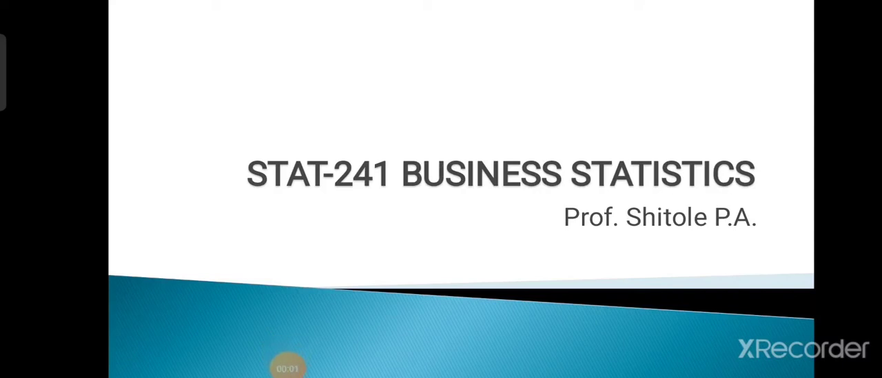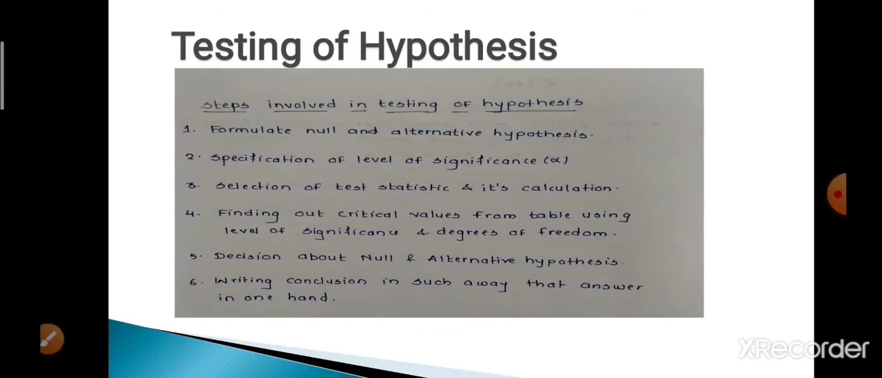Everyone, today we are going to learn the first test in testing of hypothesis, named Z-test. First of all, we see when we use the Z-test and what are the steps involved in Z-test. There are 6 steps involved in the testing of hypothesis.